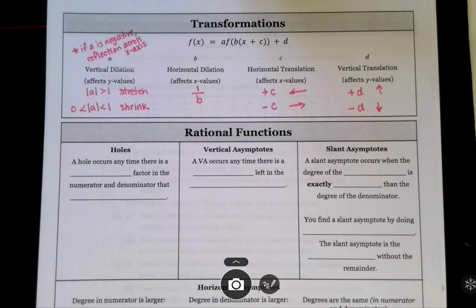Next, we're going to look at rational functions. So for rational functions, it's important to know where their holes are, where their asymptotes are. What is the rule for that?